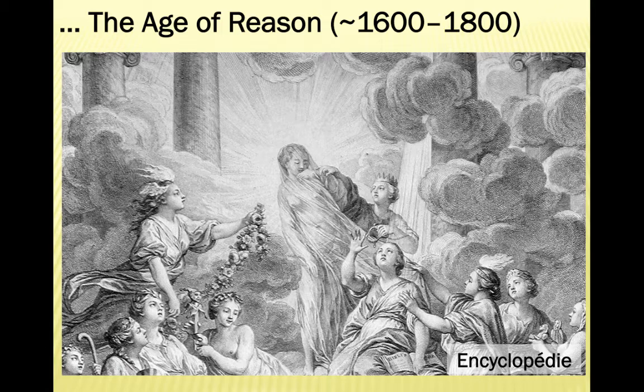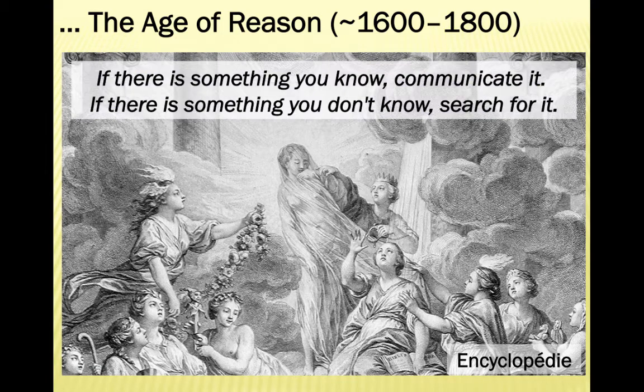Now, what you see here is an engraving from the first encyclopedia to include contributions from several sources. Written in French, it stated, "If there is something you know, communicate it. If there is something you don't know, search for it." And to understand the symbolism here, truth, in the top center, is surrounded by light and unveiled by the figures to the right, philosophy and reason. This engraving and the encyclopedia itself represented the vigorous search for truth during that era.